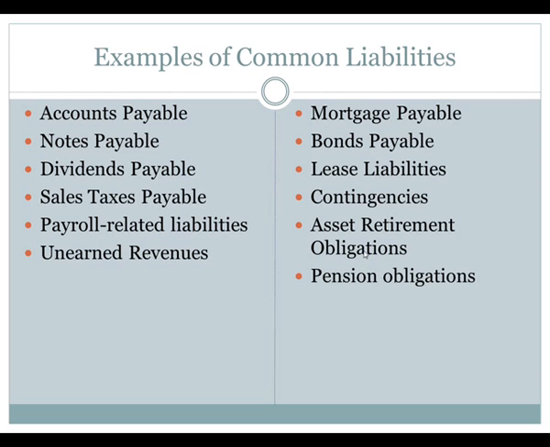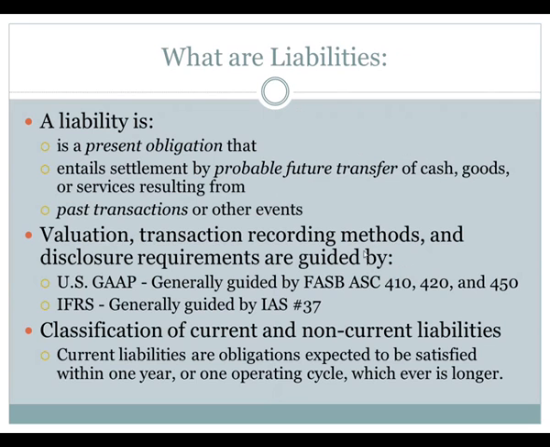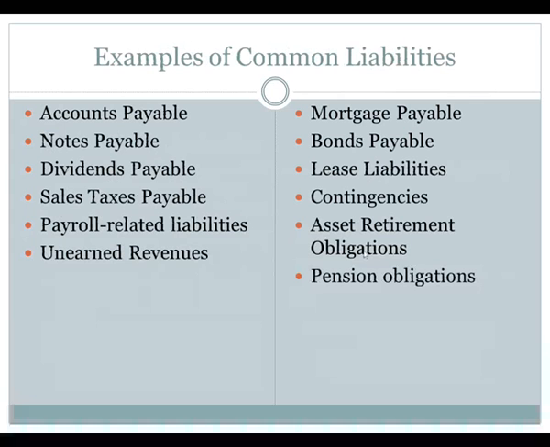All of these liabilities share the same set of characteristics. They are present obligations that entail the probable future transfer of cash, goods, or services resulting from past transactions. I also have these liabilities more or less organized by current versus non-current liabilities. In the left-hand column are the liabilities that we would typically expect to see listed as current liabilities, those liabilities that we expect to satisfy within 1 year of the balance sheet date.